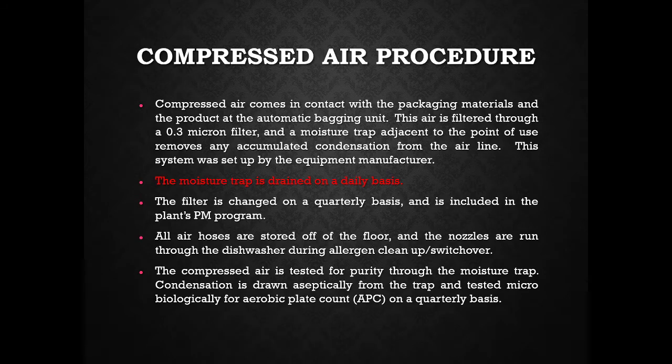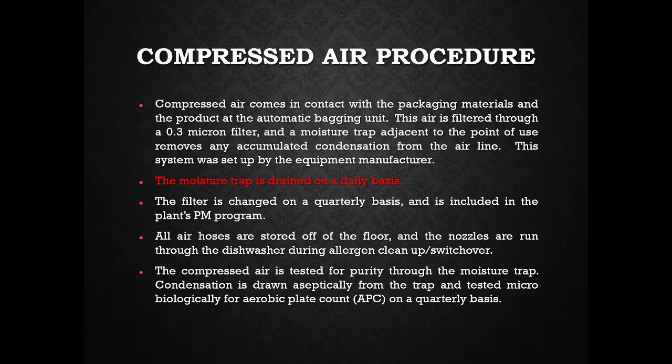Compressed air procedure. Compressed air comes in contact with the packaging materials and the product at the automatic bagging unit. This air is filtered through a 0.3 micron filter, and a moisture trap adjacent to the point of use removes any accumulated condensation from the airline. This system was set up by the equipment manufacturer.